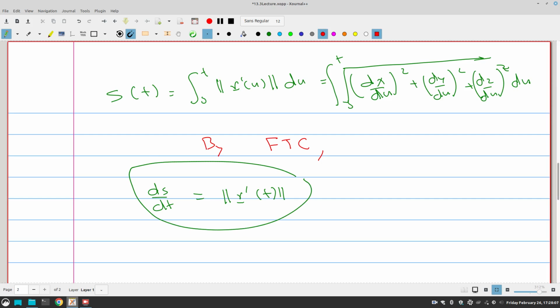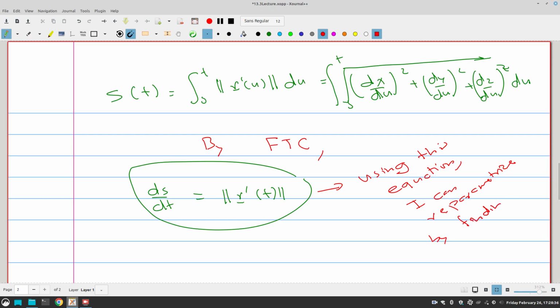I can reparameterize. Using this equation, what can I do? I can reparameterize by finding t in terms of s. How do we do that?